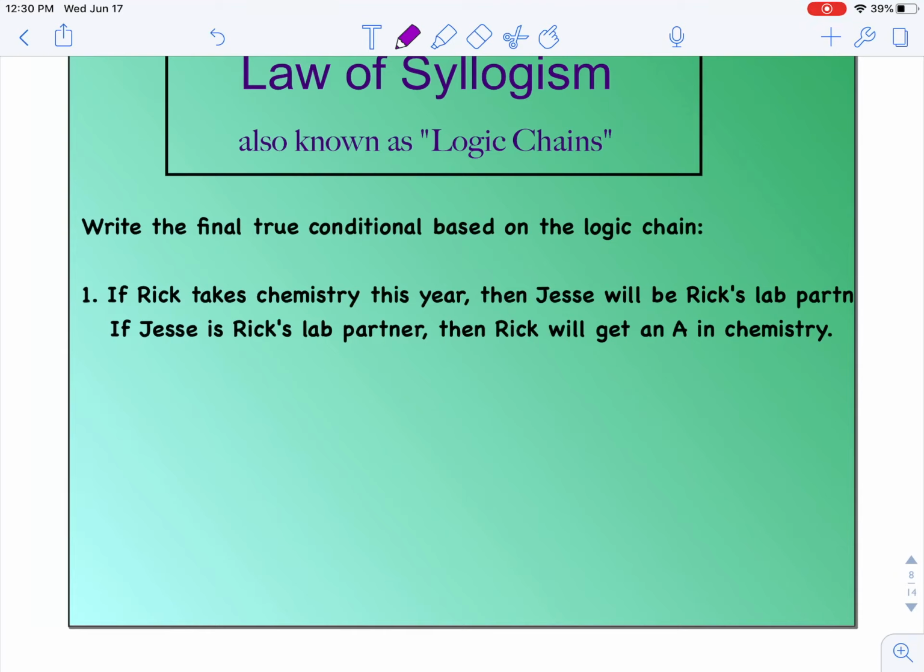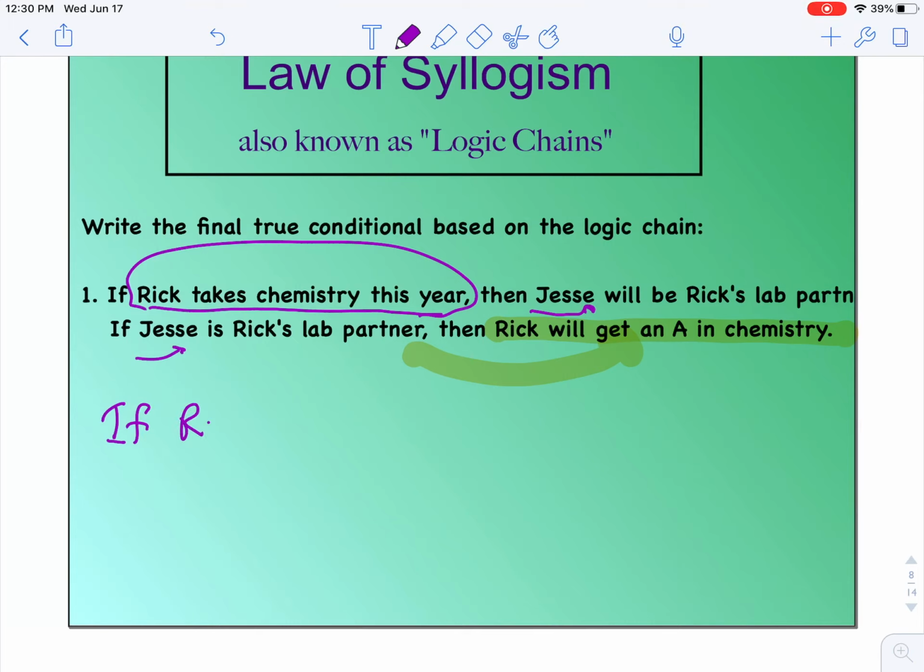So for example, write the final true conditional statement based on the logic chain. If Rick takes chemistry this year, then Jesse will be Rick's lab partner. If Jesse is Rick's lab partner, then Rick will get an A. So we have the first hypothesis right here, Rick takes chemistry this year, leads to this conclusion. That conclusion is now our next hypothesis, which leads to this conclusion. And so we take our original hypothesis here with our final conclusion and we put it together.